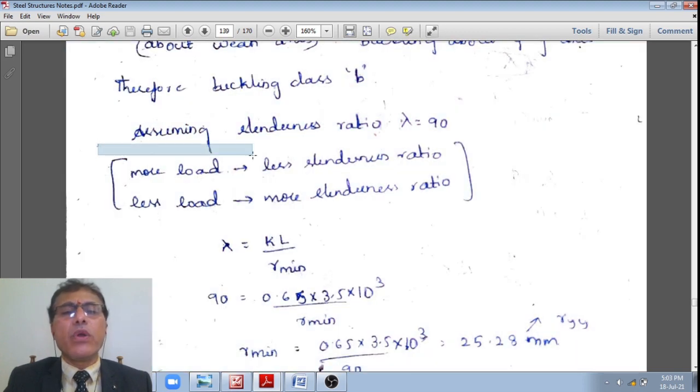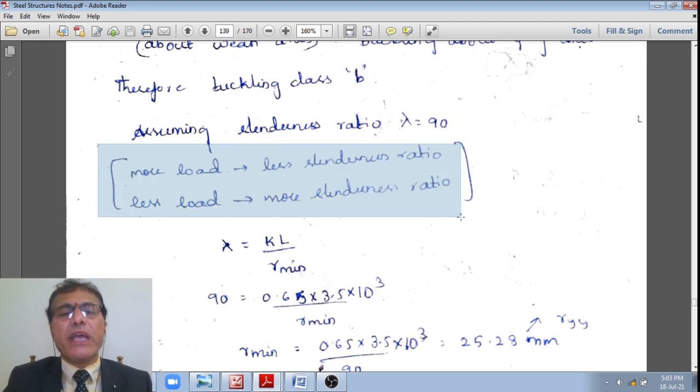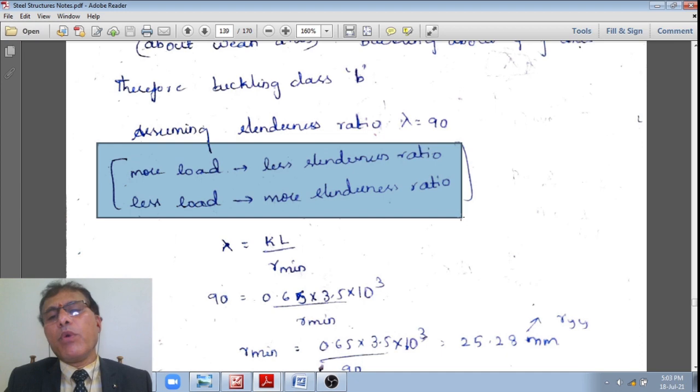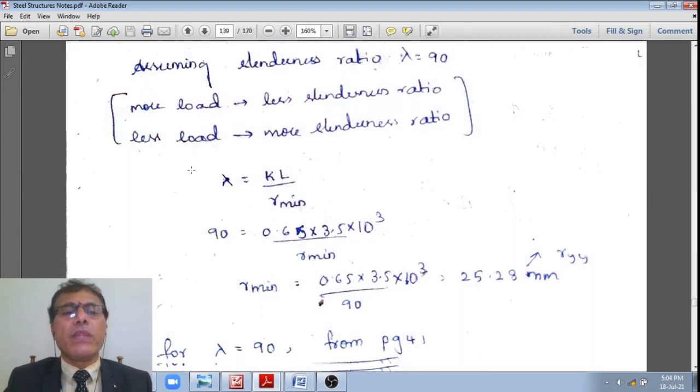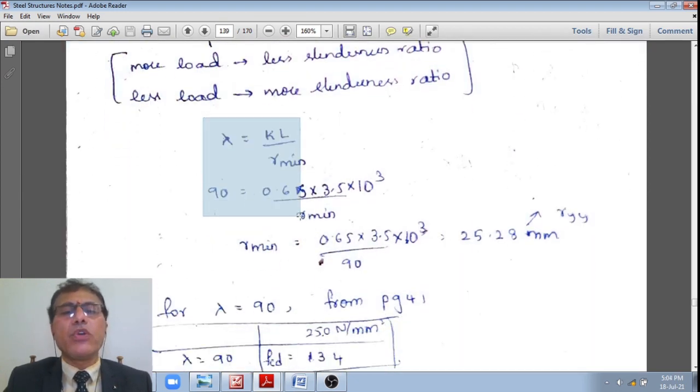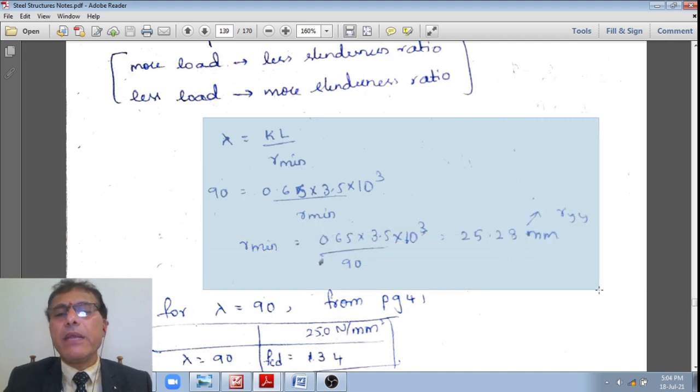Whereas, if more is the load, then you assume the less slenderness ratio. If less is the load, you assume more slenderness ratio, right? Therefore, that is how I have assumed lambda is equal to 90. Therefore, lambda is equal to KL by R min. Even now I have KL is equal to 2225. That would be R min.